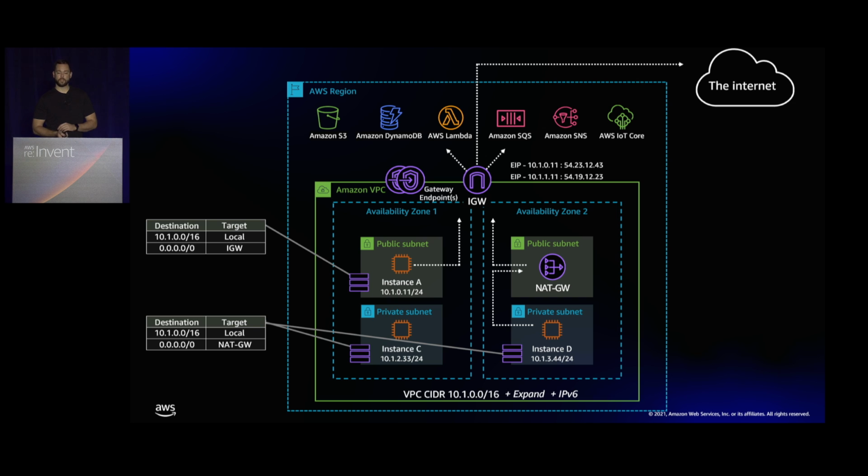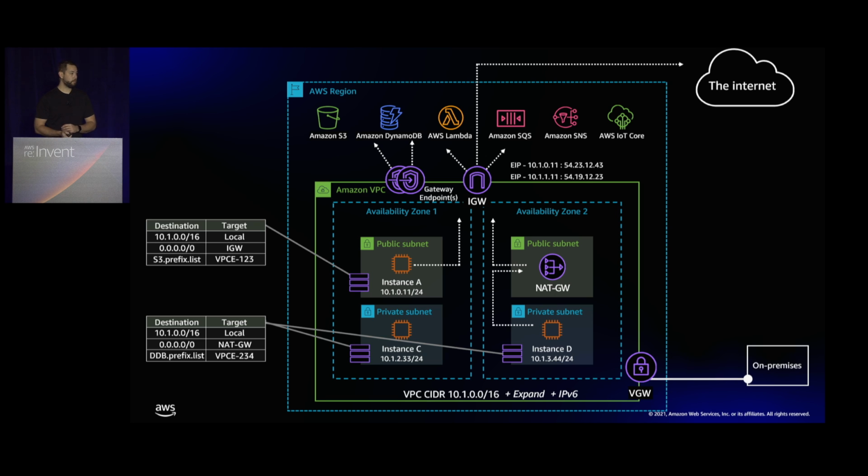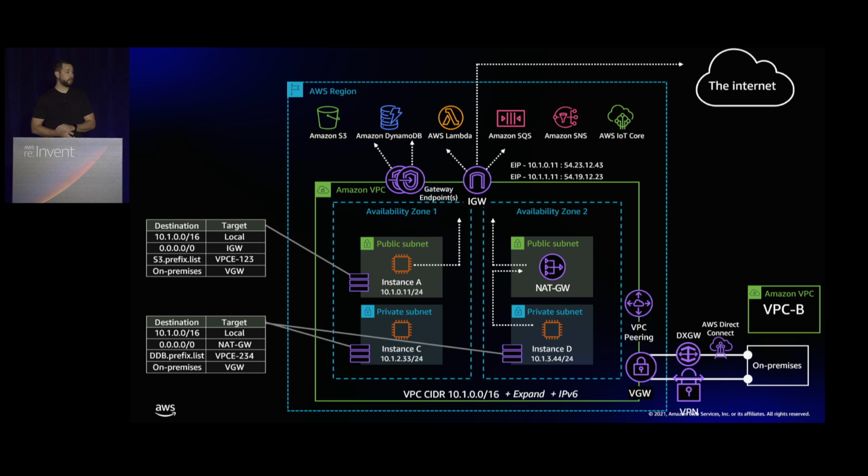And so as we build this out, we can use things like gateway endpoints to connect to S3 and DynamoDB. We can use a VGW or virtual private gateway to connect via VPN to on-premises, or maybe even Direct Connect and Direct Connect Gateway. We're going to talk about Direct Connect Gateway in this session as well. There's some exciting stuff coming there. We can peer VPCs together, either inside the region or cross-region. So if you want point-to-point VPC connectivity, you can do that.